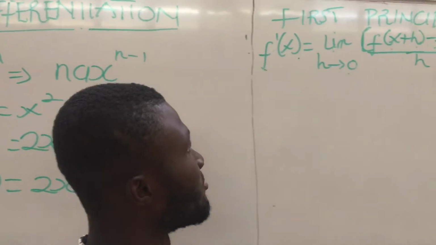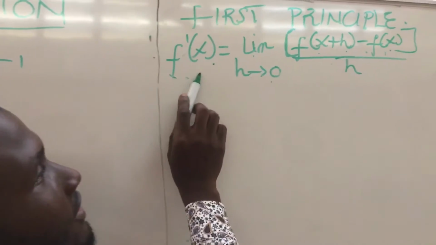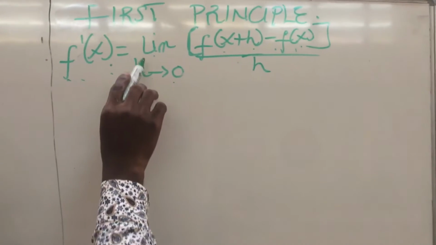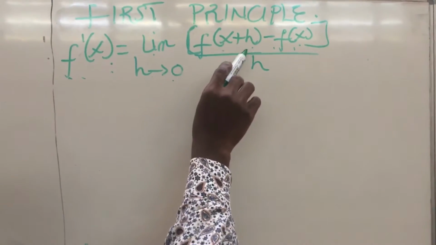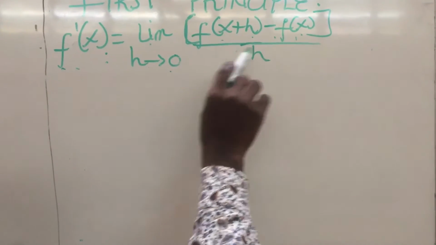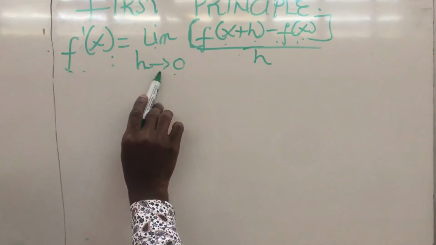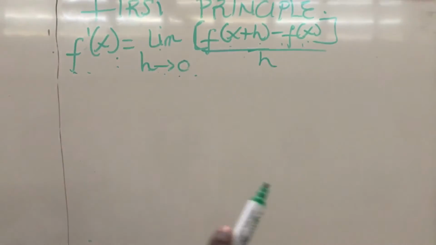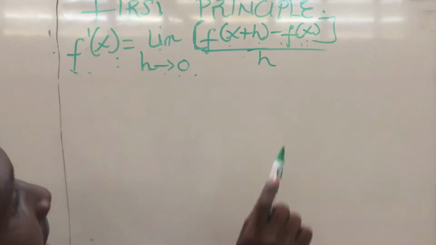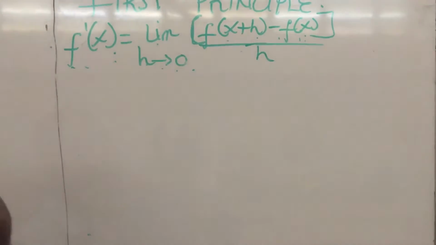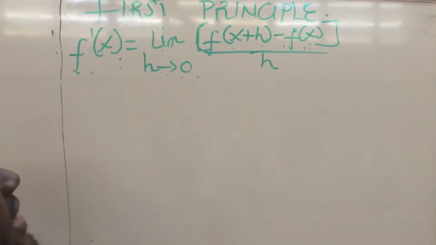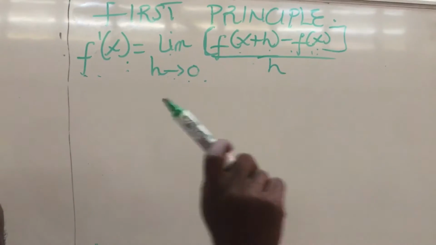So the first principle states that the differential of a function is equal to the limit of f of x plus h minus f of x, all over h, as h approaches 0, where f of x is our given function and f of x plus h is the function we get after we have substituted x plus h into our given function f of x.